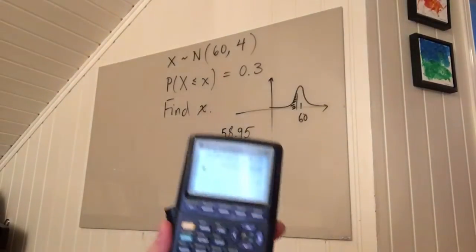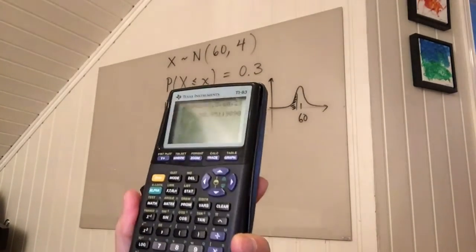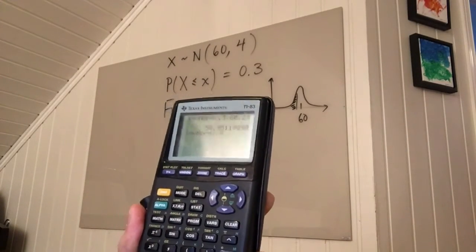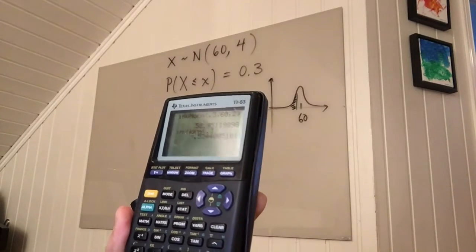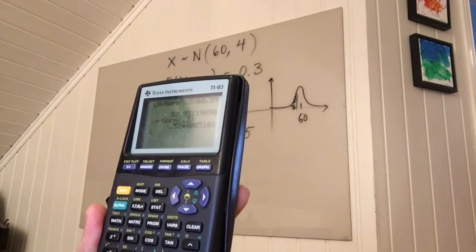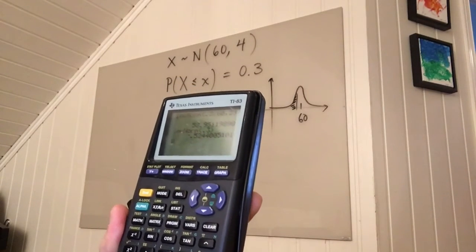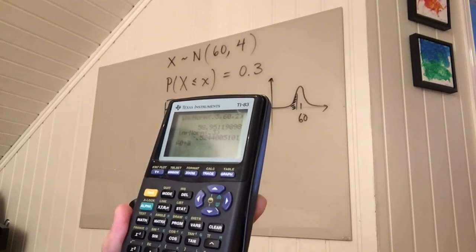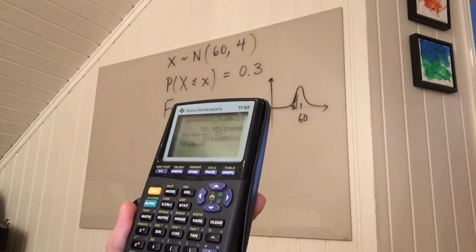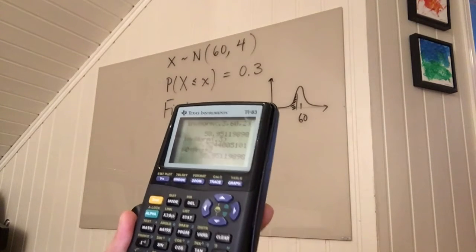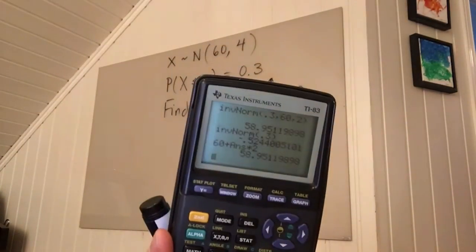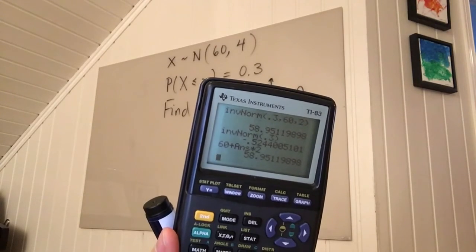We could also go via the standard normal distribution. If we had just taken inv norm of 0.3, that would give us the z-score of x. And to actually find x, we should take mu plus the z-score, which is now in the answer variable, times the standard deviation. So as you can see, it's the same answer.